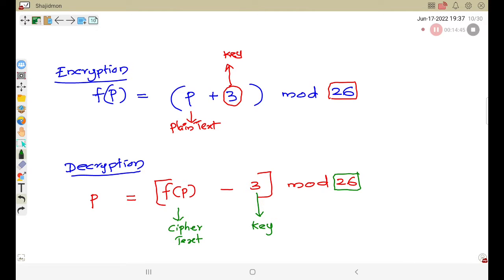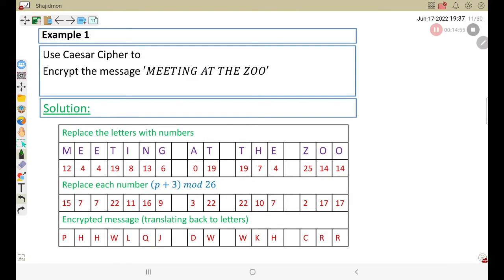So this is the Caesar cipher encryption and decryption part. Now let's see some examples. After that we will do some questions also. So first we will consider some examples here. For example, use Caesar cipher to encrypt the message: meeting at the zoo.